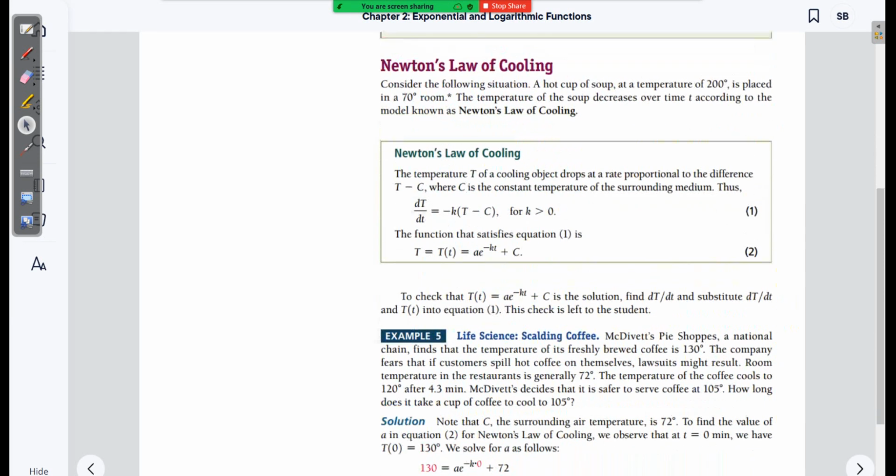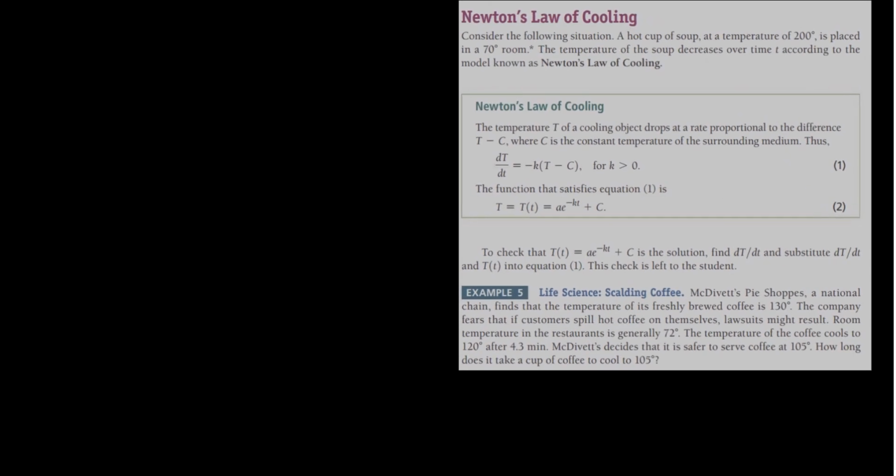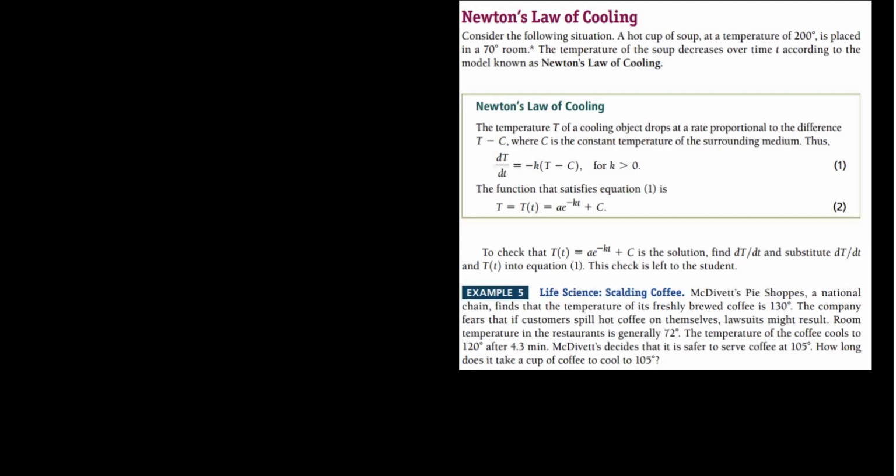All right, so Newton's law of cooling. These next two have a couple steps involved. First, let's talk about Newton's law of cooling. It's something you're familiar with. Obviously, you probably didn't know that there was an equation attached to it, but something cools down to the room temperature, right?